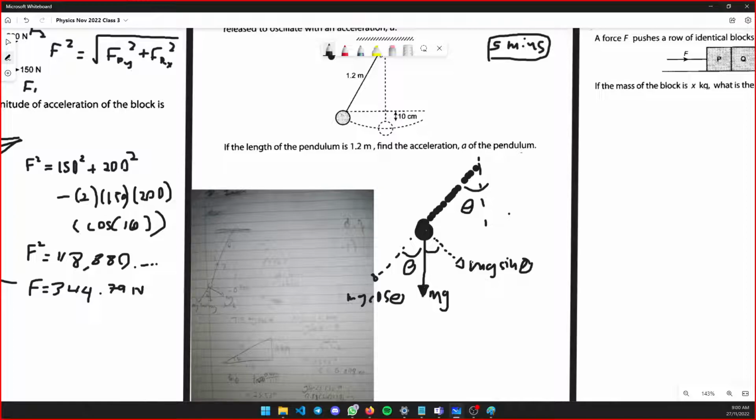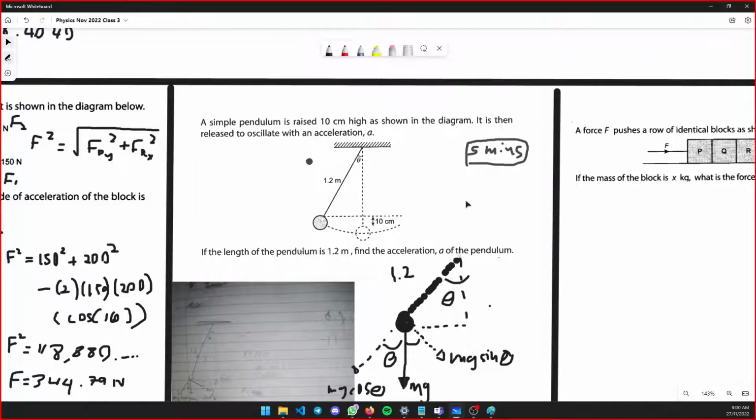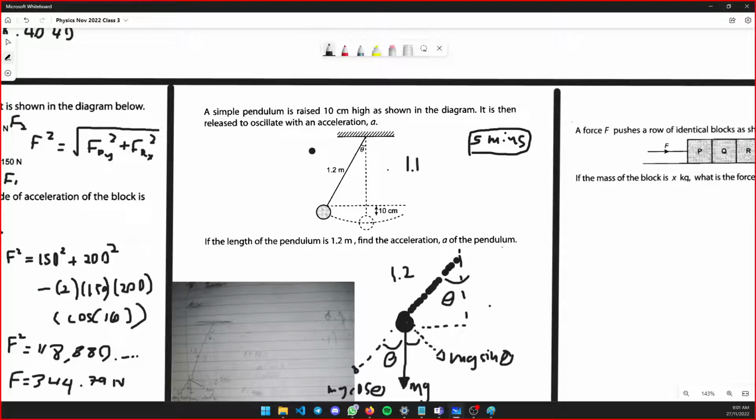How do you find the angle? You can use this thing first. What I give you is 1.2. Here they said that this is the total length. The total length of the pendulum is actually 1.2. Move up by 10 cm, so this is actually 1.1. So you have 1.2, you have 1.1.